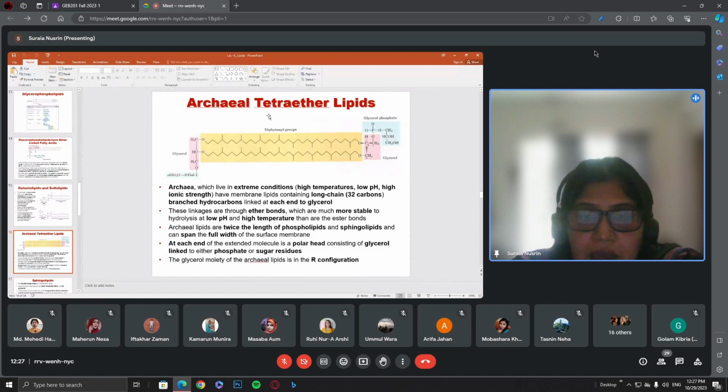If you look at the structure, the middle part, the yellow shadowed part, is the diphytanyl groups. That is the long chain branched hydrocarbon, which is almost made up of 32 carbons. And why do I say branched? In the zigzag line you can see, some straight lines come out from it. So those are the branches.